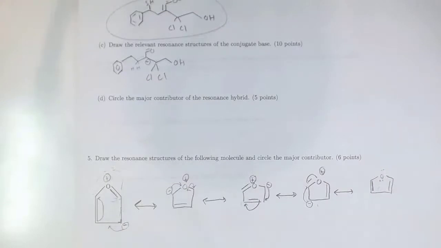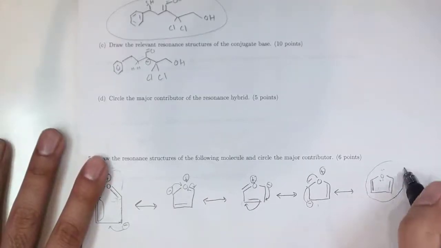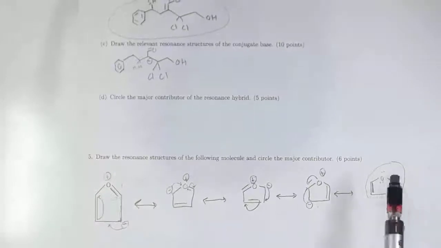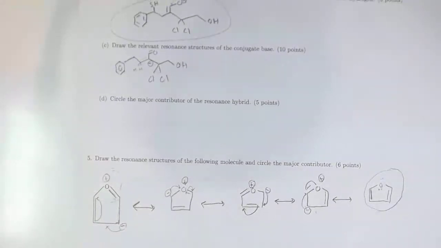Now, between all of these structures that I have, which one do you think is going to be the major contributor? Exactly, it's going to be the last one. But why? Why isn't it, I don't know, the third one? Exactly. Even though my entire structure is neutral, remember, all of them have one positive, one negative. They're all neutral. However, I want to minimize charge. And the only one that offers me that option is this guy. Therefore, this has to be my major contributor. Okay?